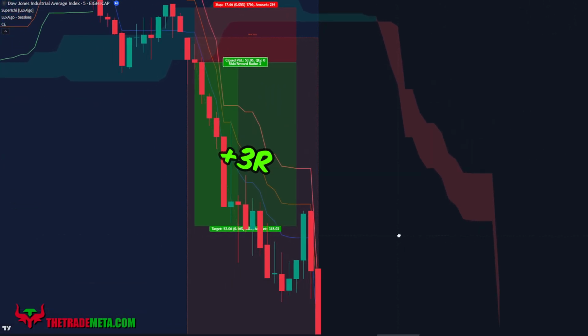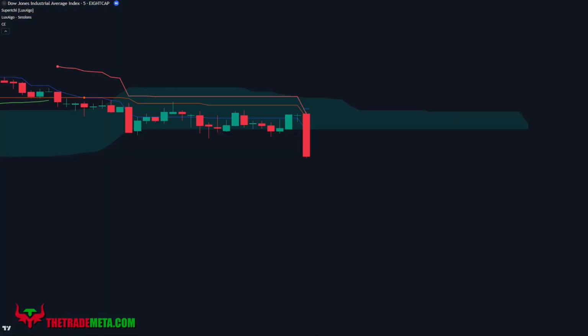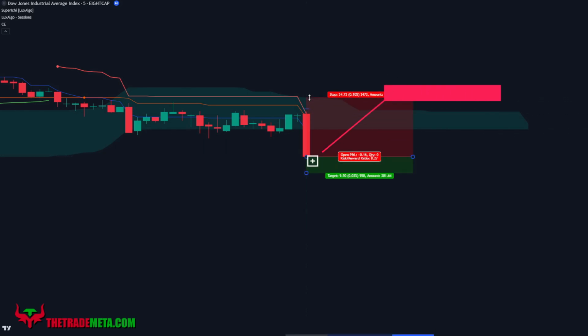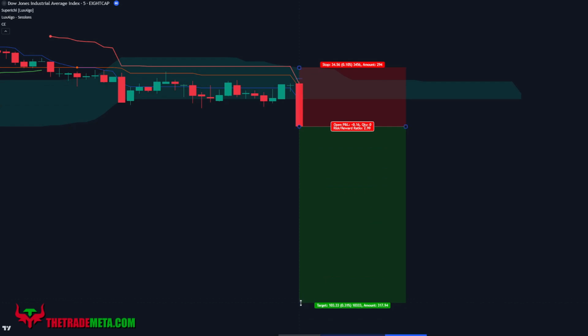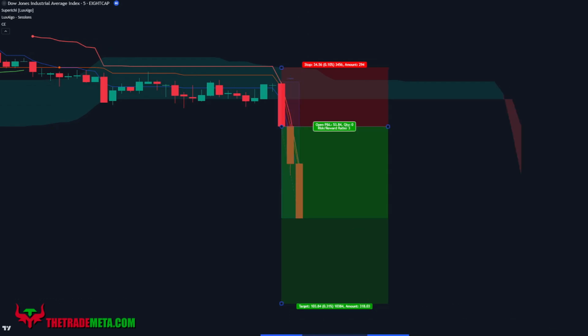Here's another sell setup. We have the blue line below the orange line, and our chandelier exit line is red. We now have all those conditions met, and once price breaks out below the cloud, we enter the trade at the candle close. We place our stop loss above the cloud, and we shoot for 1 to 3 risk to reward ratio.